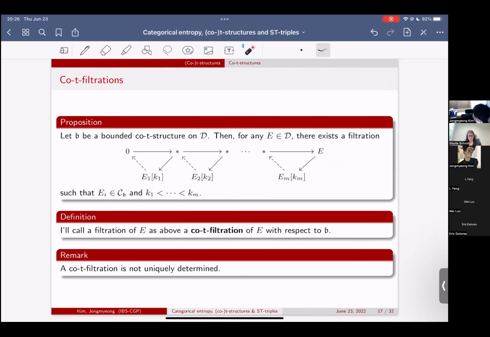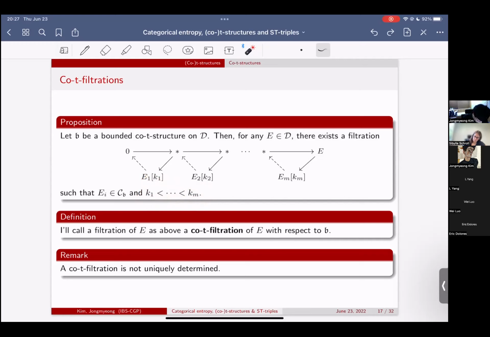And also in this case, we have some nice filtration. If we have a bounded co-T structure, then we can find a filtration of an object E of the form like this. It is a filtration of almost the same form as before, but in the case of a T structure, this was in decreasing order, but in this case, this is increasing.